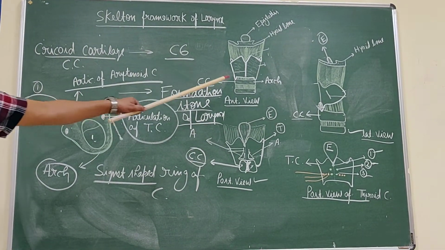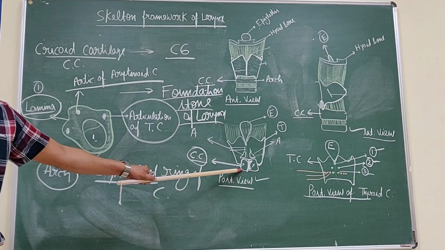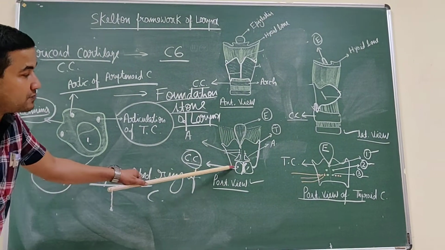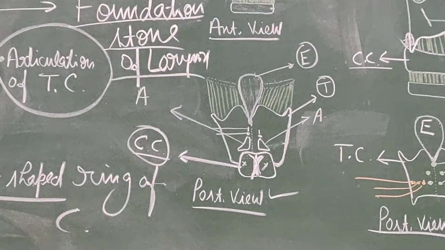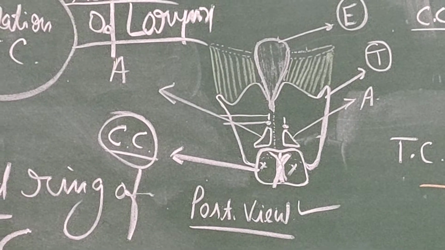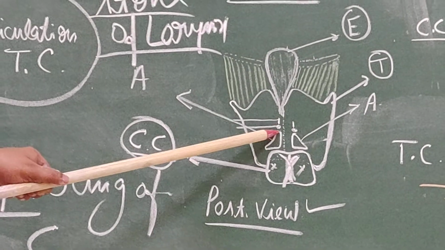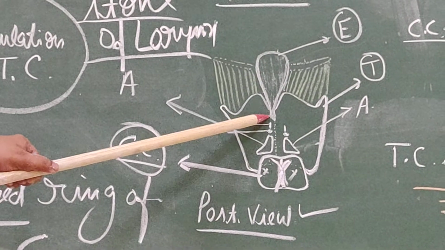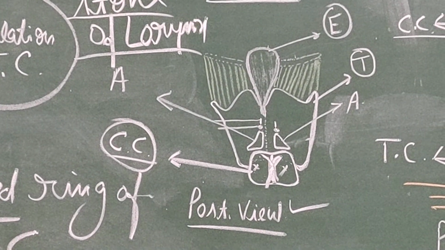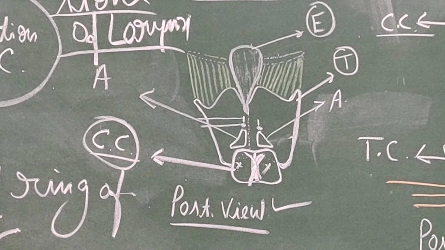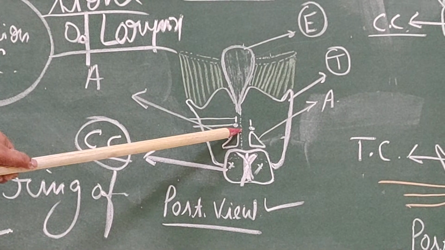So it has the arch and the lamina. The lamina is posteriorly situated, and on the upper border of the lamina rests the arytenoid cartilage. On the arytenoid cartilage rests the corniculate, and above the corniculate is the cuneiform. So corniculate, arytenoid, and cuneiform are present posteriorly.